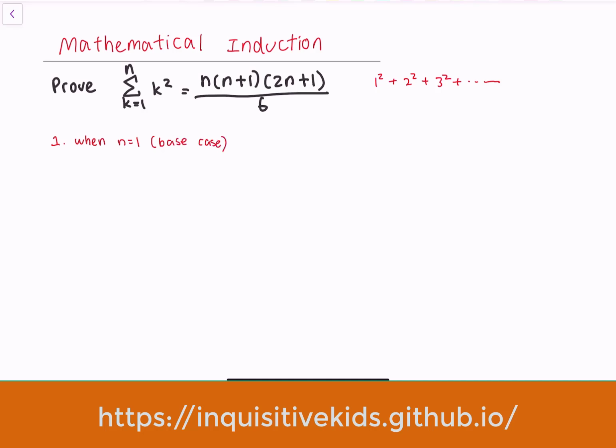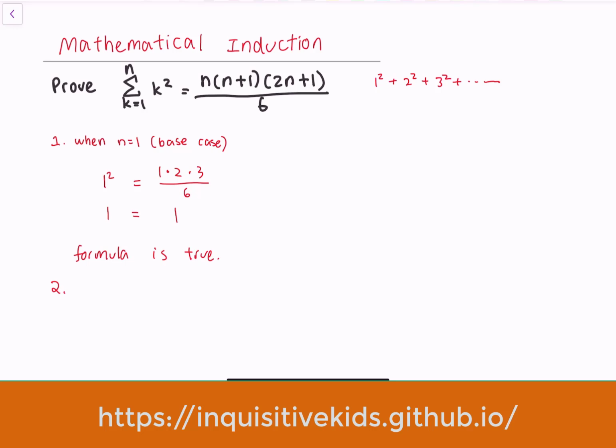When n is equal to 1, let's see what the left and right hand side of the equation turn out to be. On the left hand side, we just have 1 squared. And on the right hand side, we have 1 times 2 times 3 over 6. As you can see, both sides turn out to be 1, so the equation is true, which means that when n is equal to 1, the formula is true.